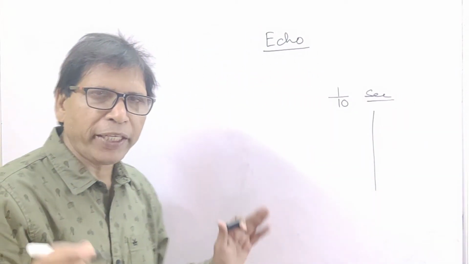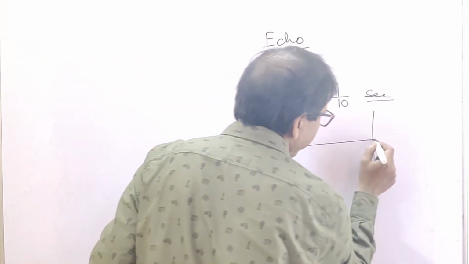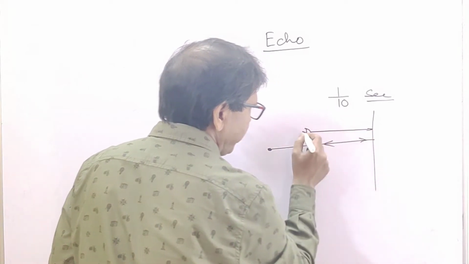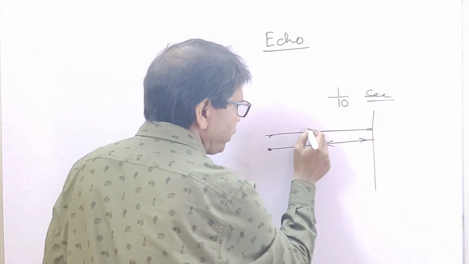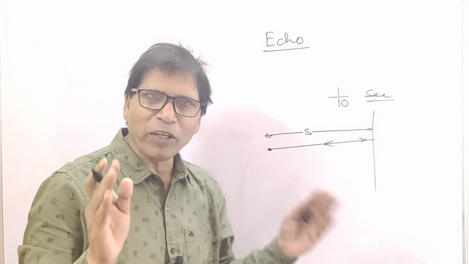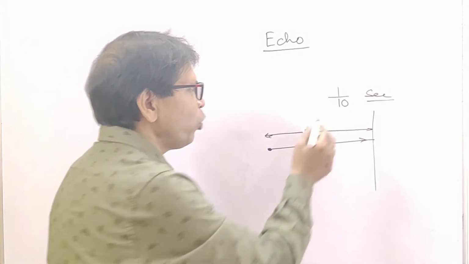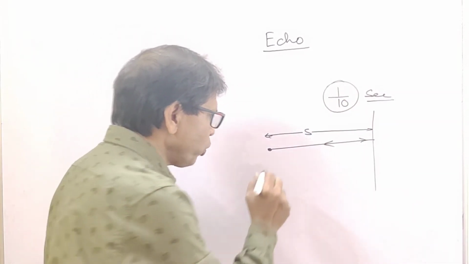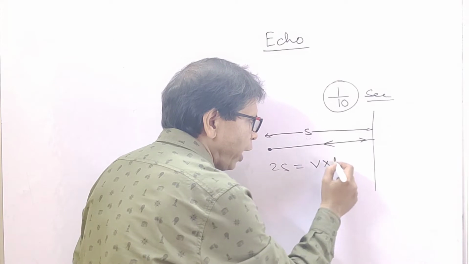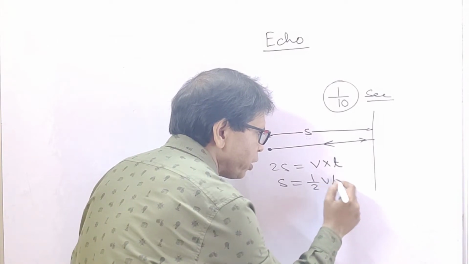Now minimum distance of hearing echo. Suppose this is the source of sound. Sound moves to the reflector and is again reflected back here. If this distance is s, this distance plus this distance is 2s. So 2s distance is travelled by the sound wave in 1/10 second, that is in time t. So 2s is equal to velocity into time. So minimum distance s is equal to half vt.